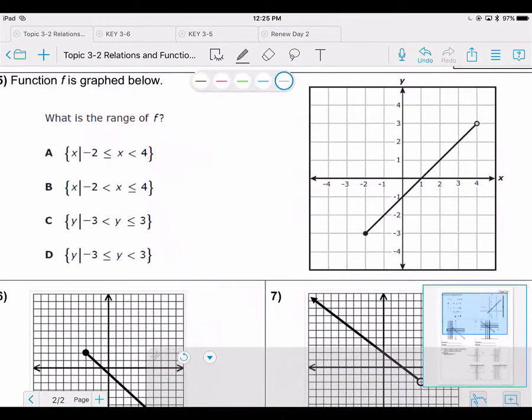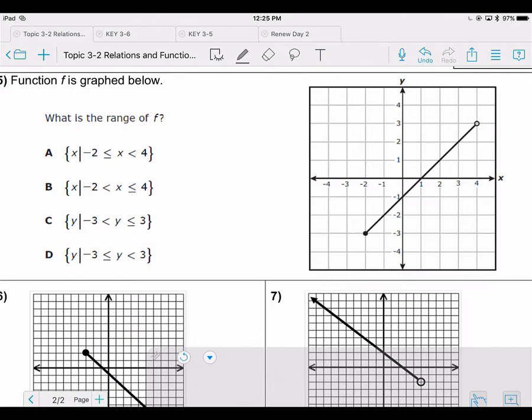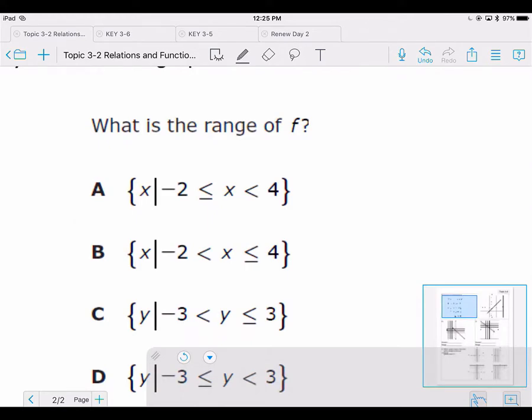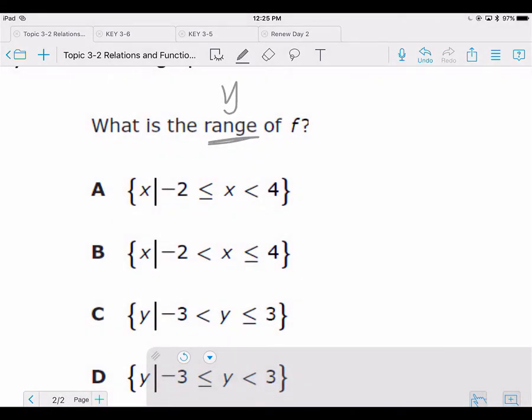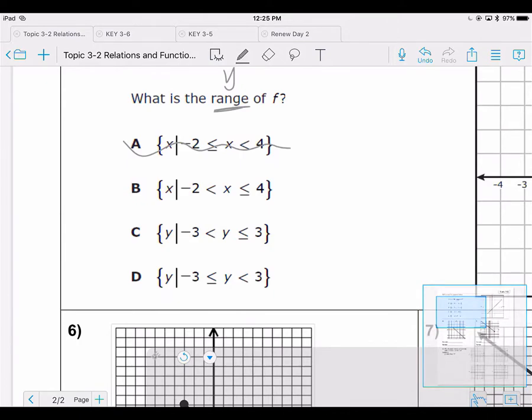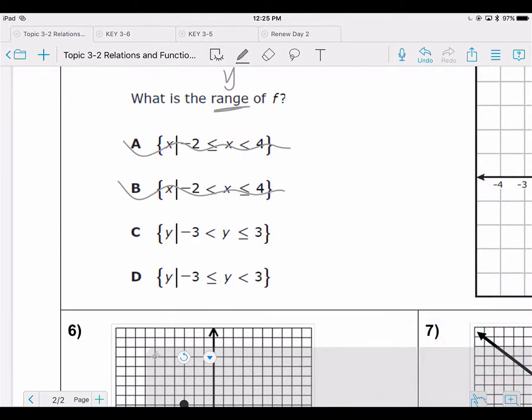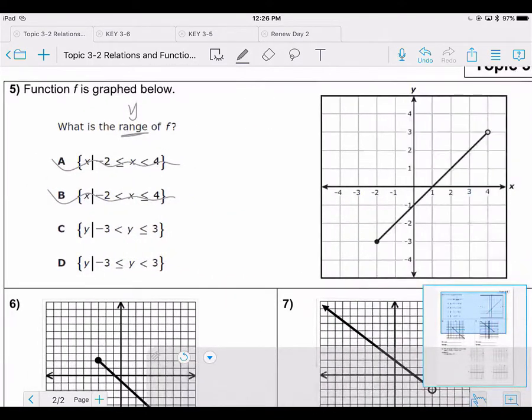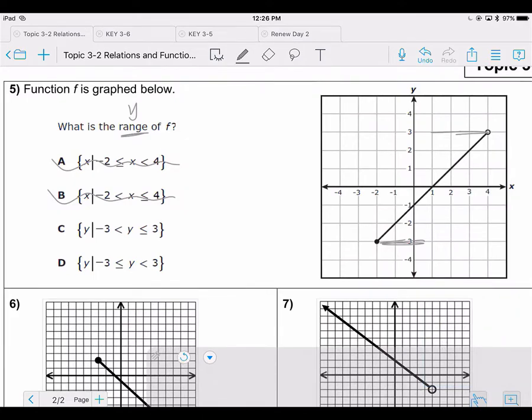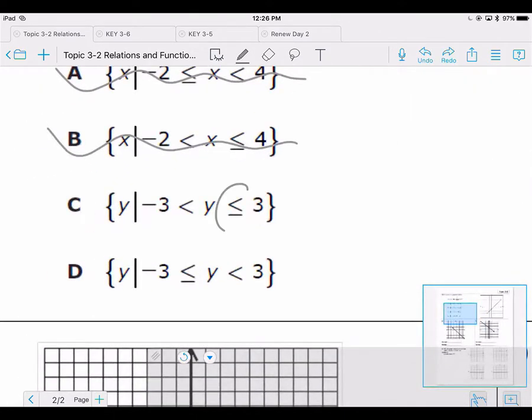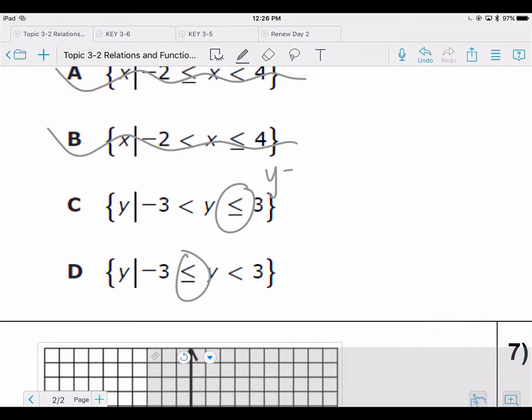So problem 5 is a multiple choice problem. It asks us the function f is graphed to the right. What is the range? So first thing I need to remember, range covers my y values, which means I can automatically mark out A and B. Neither of those have y, they have x, and it's not x that I'm looking for. Now if I look at C and D, these both have the same numbers, so I'm probably going to assume that that's correct. The only difference is where that line under the inequality goes. Does it go when y equals 3, or is it when y equals negative 3?